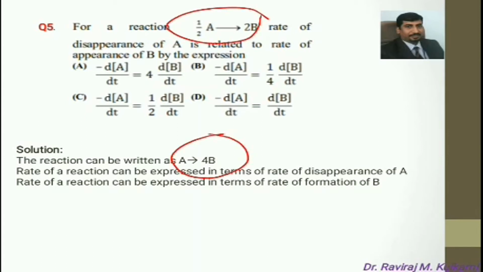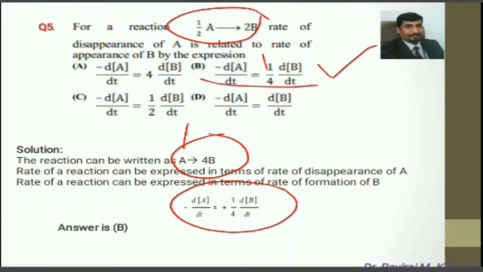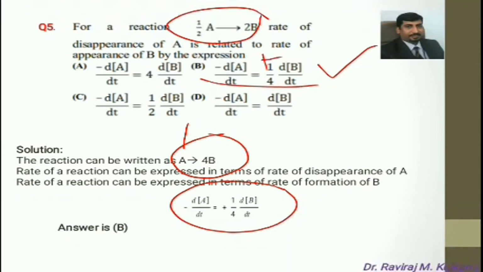So A giving 4B. The rate of reaction can be expressed in terms of disappearance of A, and can also be expressed in terms of formation of B. So how can we write it? Minus dA by dt, since the molecularity is 1 here. Minus means A is disappearing. Minus dA by dt is equal to plus 1 by 4 dB by dt, since B is forming and the molecularity is 4. The answer is B. This is correct. The plus sign is not there, but anyway you can write plus.